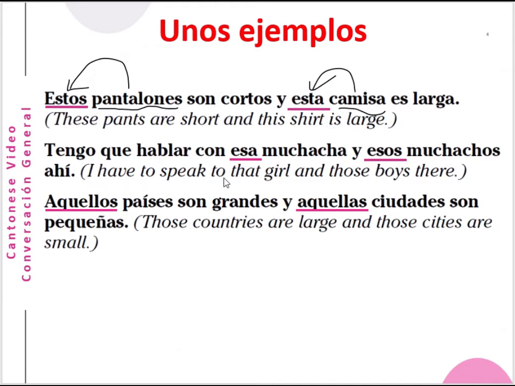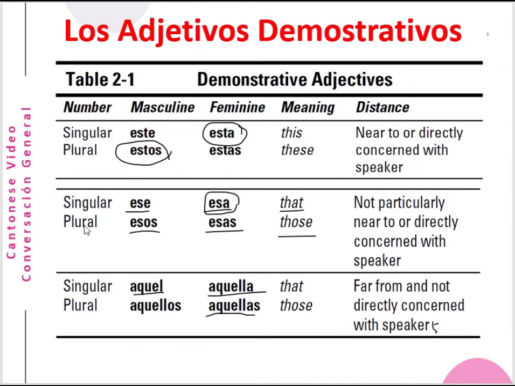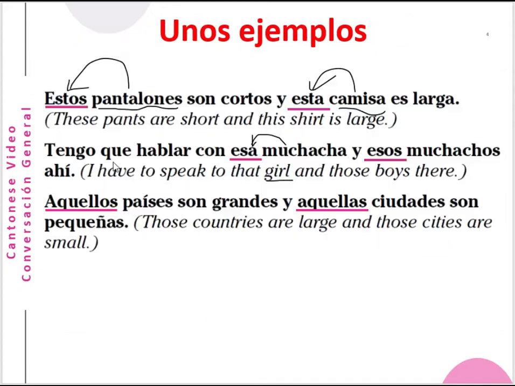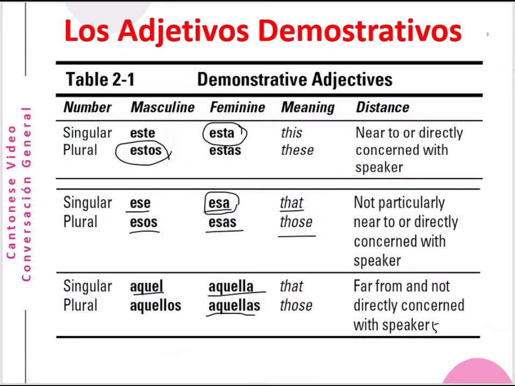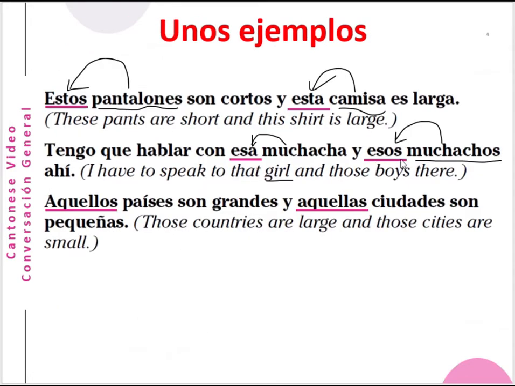Example 2, I have to speak to that girl. The girl is a singular feminine noun, so we use for that, esa. We can see this from the table, the singular feminine of that is esa. So tengo que hablar con esa muchacha. I have to speak to that girl, y esos muchachos, and muchachos is masculine plural. So for those, we use esos. We can also see from this table, the plural form of those masculine is esos. Y esos muchachos allí, allí means there, those boys there. I have to speak to that girl and those boys there. Tengo que hablar con esa muchacha y esos muchachos allí.